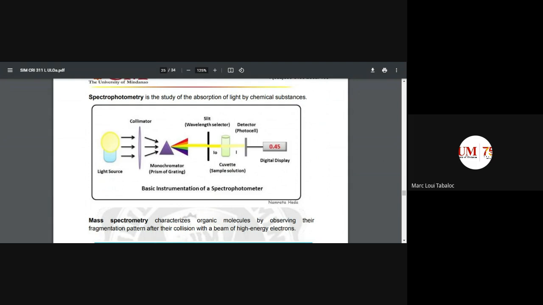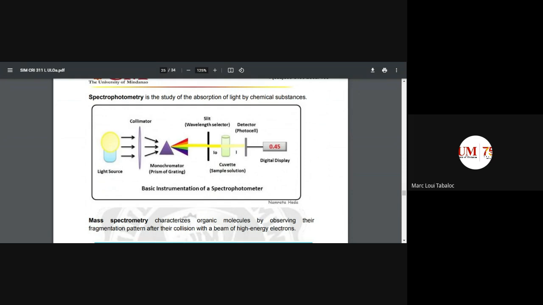Ito din, meron ding spectrophotometry. Okay? It is the study of the absorption of light by chemical substances. Okay? Malay nyo, maintindihan nyo yan if it is being used with color components. Okay? Wavelengths ang minimeasure niyan at yung differences or changes in wavelengths, pati yung detection from the light source, yan yung nagde-determine ng chemical substances present in the specimen.